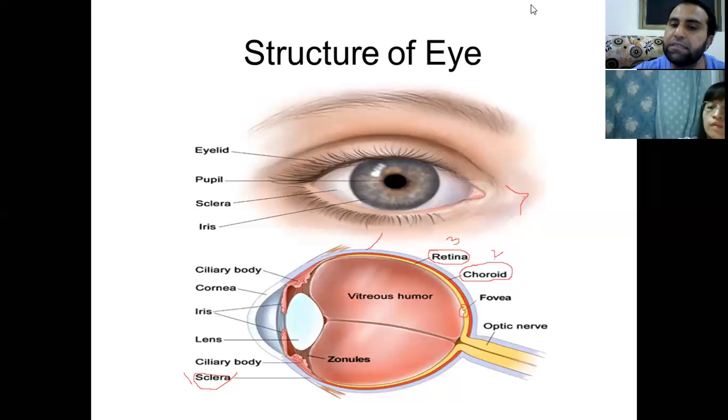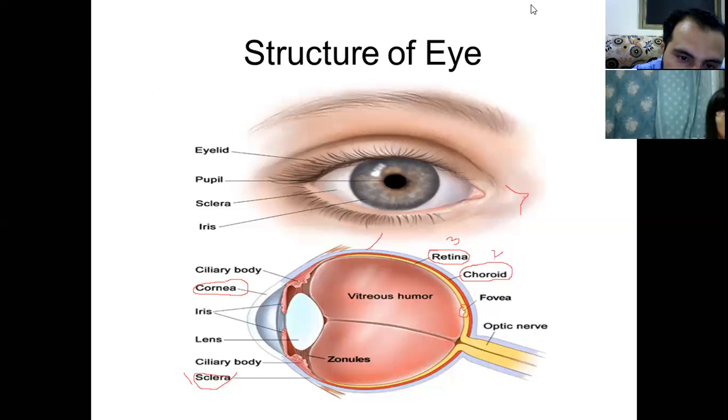Now we will discuss later on about the function of this rod and cone cell, okay? Now let us discuss the other parts of the eye. You can see the sclera is coming toward here and this becomes like an outgrowth. So this part is called what? Cornea.